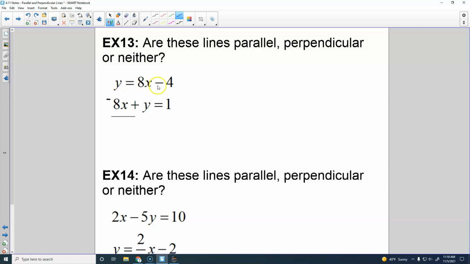So y equals 8x minus 4 is already solved for y. So what's its slope? It's 8. Peyton, what's its y-intercept? -4. All right, but -8x plus y equals 1, I can't tell till I get it solved for y. So Easton, tell me how to solve that one for y. It is a negative, yes. Okay, good. What's that going to give us?